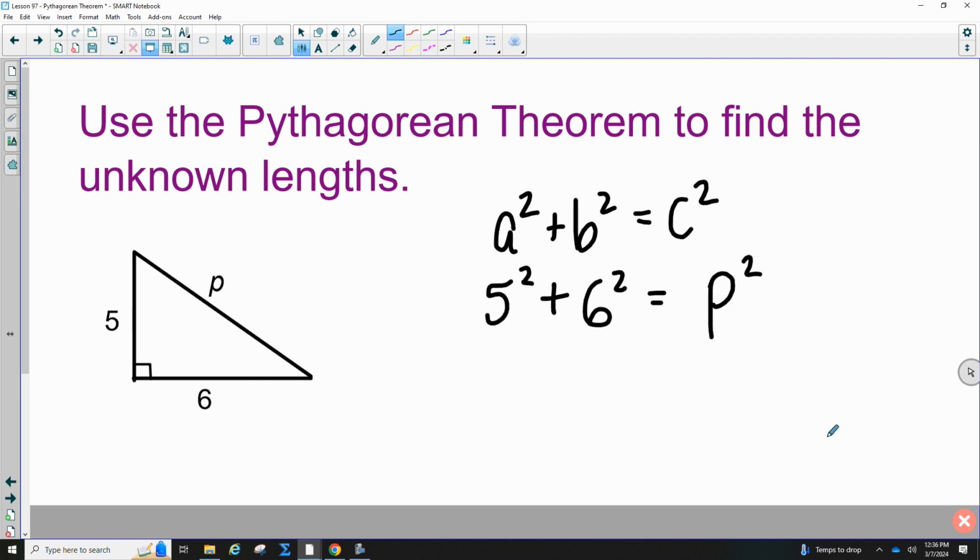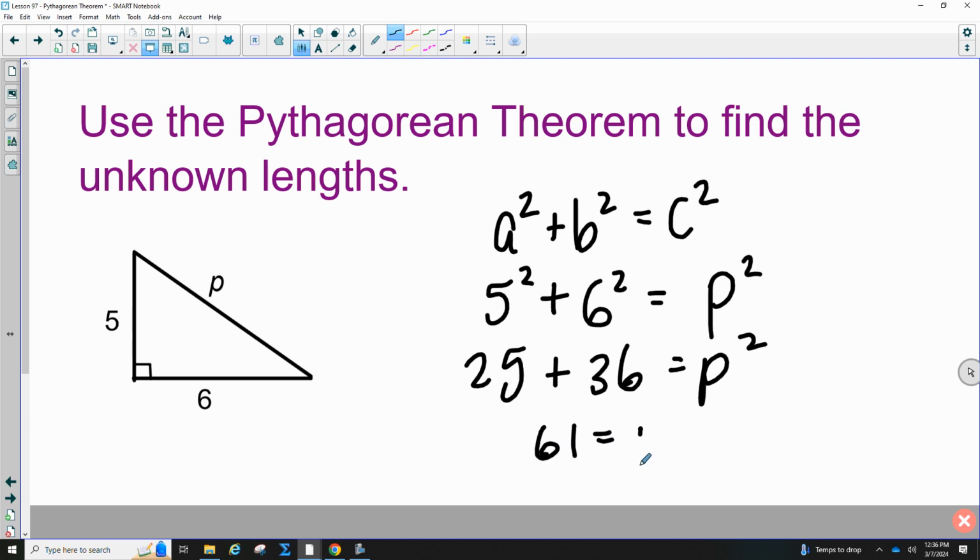Okay, now you also have to do squares next in the formula. What's 5 squared? And what is 6 squared? Great, okay. And we'll add those together. That would be 61. Okay, and we learned yesterday that you square root both sides to solve.